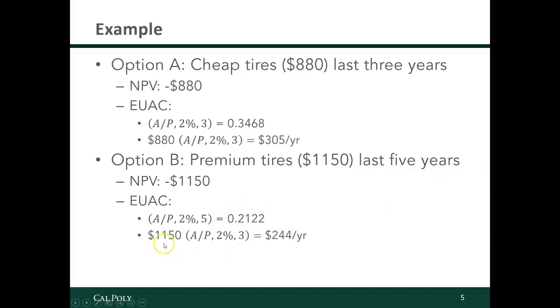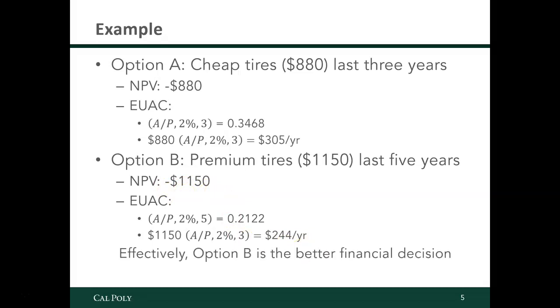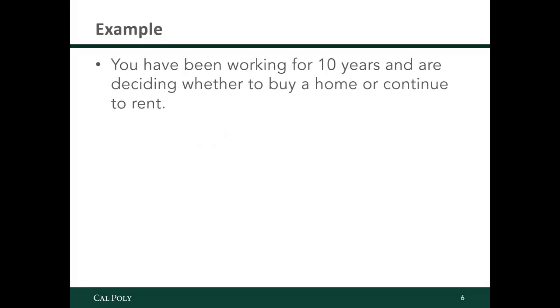And you will find by multiplying that discount factor by the present value amount to get the annuity, it is $244 per year. These are listed as positive numbers, the 880 and 1150, because they are costs when we're talking about equivalent uniform annual cost. We've shown them with NPV, they're listed as minus values, net present value. The value is negative, the cost is positive. So that's the bit about the sign convention. So effectively, option B is the better financial decision because it has a lower equivalent uniform annual cost.